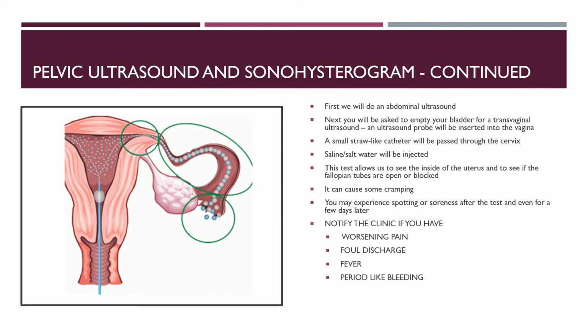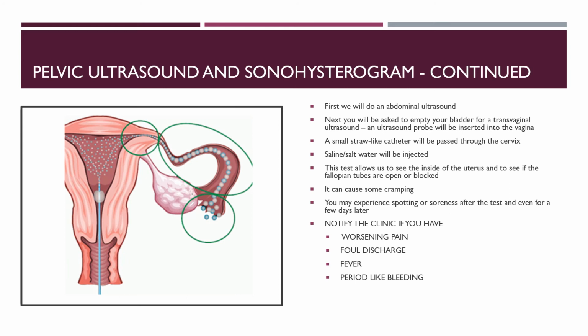When you arrive for your pelvic ultrasound and sono test, the test will begin with an abdominal ultrasound. Next, you will be asked to empty your bladder and a transvaginal ultrasound will be performed. After that, a small straw-like catheter will be passed through the cervix into the uterus. Saline or salt water will be injected into the uterus and an ultrasound will be able to visualize the inside of the uterus. We will also flush the fallopian tubes to check for any blockages.